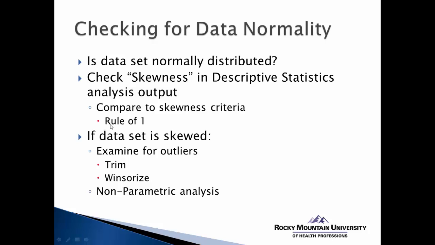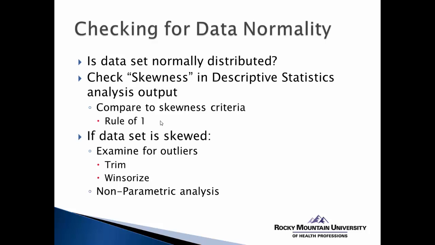So as I mentioned, in this case, we look at our skewness score in our descriptive statistics output and compare it to a skewness criteria. In this case, we're using that rule of 1. So our data set we're looking at had a skewness score that fell within that range of -1 and +1, so we consider it to be normal.